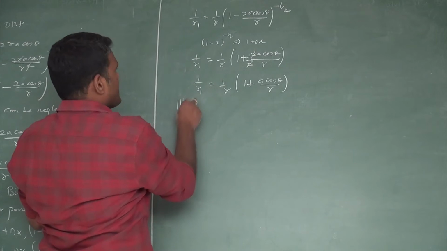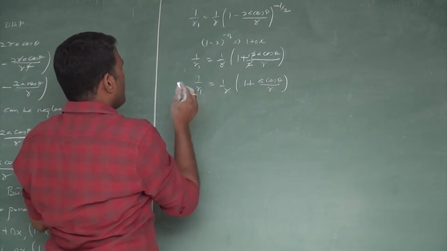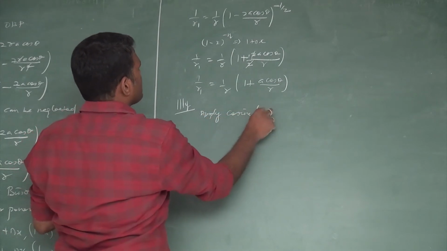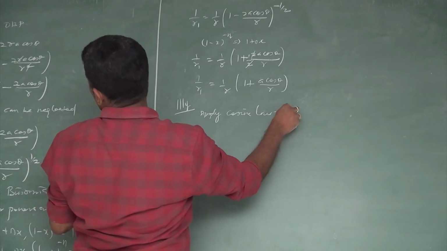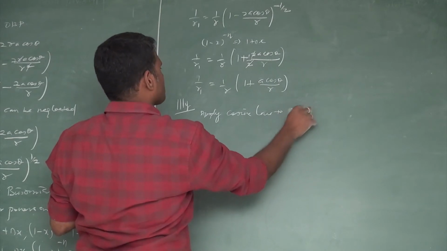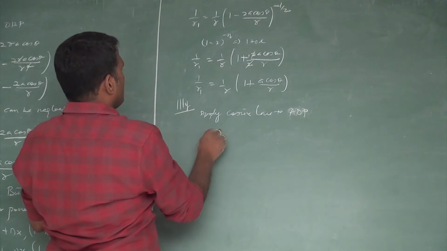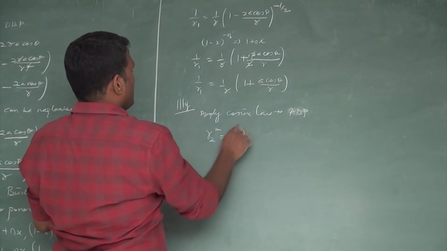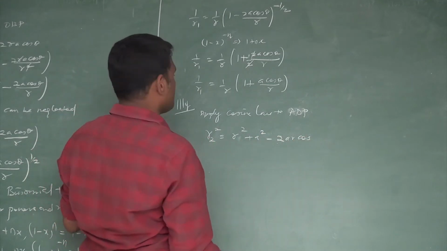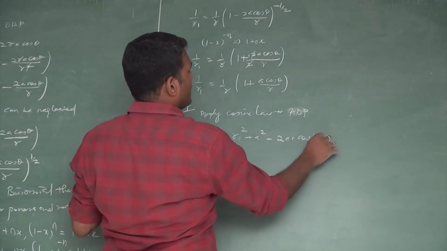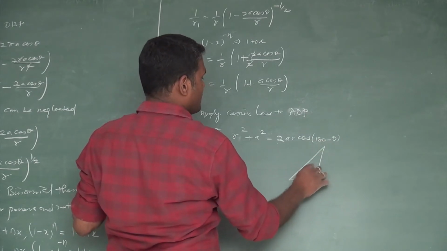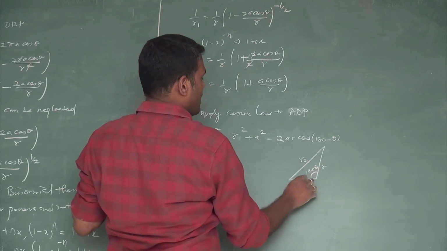Similarly, to calculate 1 by r2, we can apply the cosine law to triangle AOP. So r2 square is equal to r square plus a square minus 2ar cos of 180 minus theta. If you look at the diagram, we have this angle as 180 minus theta. This is r2, this is r, and this one is a.